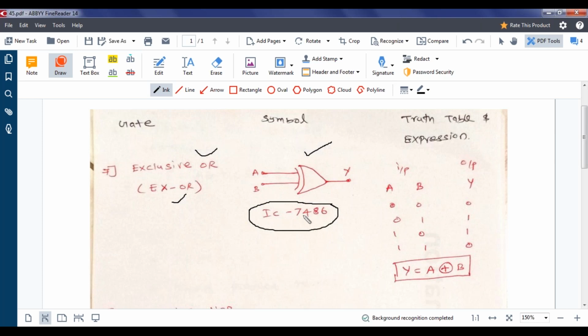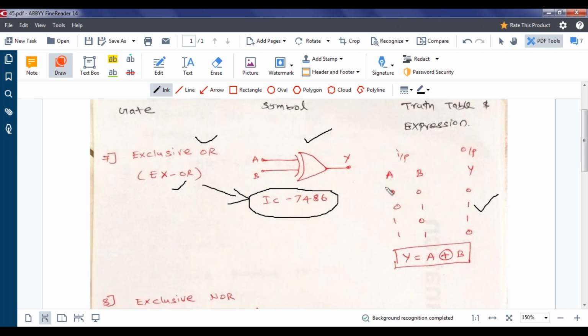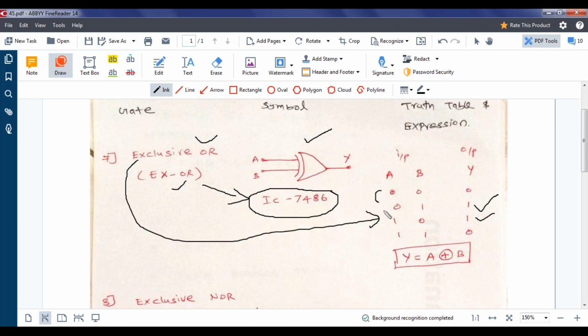The IC number is 7486. 7486 is nothing but your XOR IC. This is the truth table of exclusive OR or XOR. So for 00 and 11 you will be getting 0. In the rest of the cases you will be getting 1. So this is the truth table of your exclusive OR.